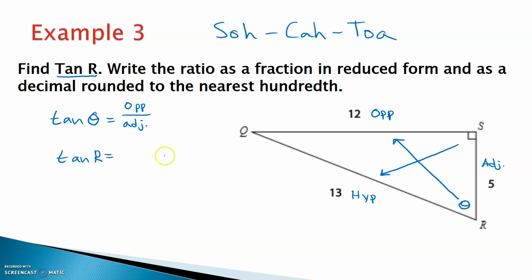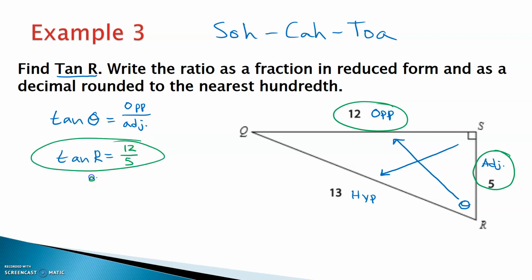All right, so now if I'm talking about tangent R for this specific triangle, if I'm here at R, use a different color, what is my opposite side? That was 12. And what was my adjacent side? That was 5. So be careful the way you write it. It's opposite over adjacent, opposite over adjacent. So it's going to be 12 over 5. Okay, that's one answer I'm looking for today.